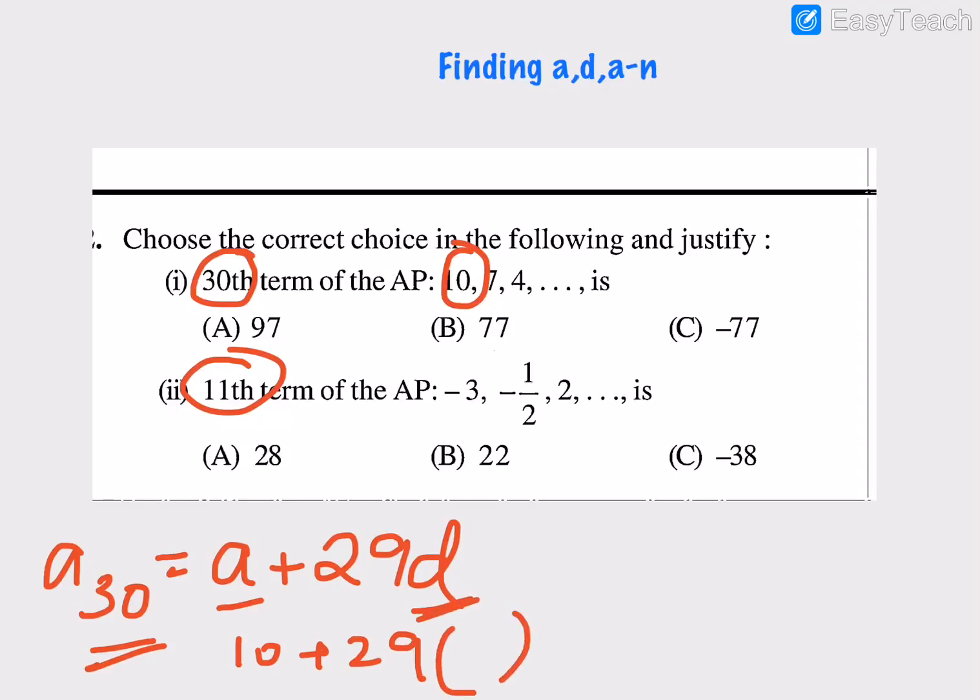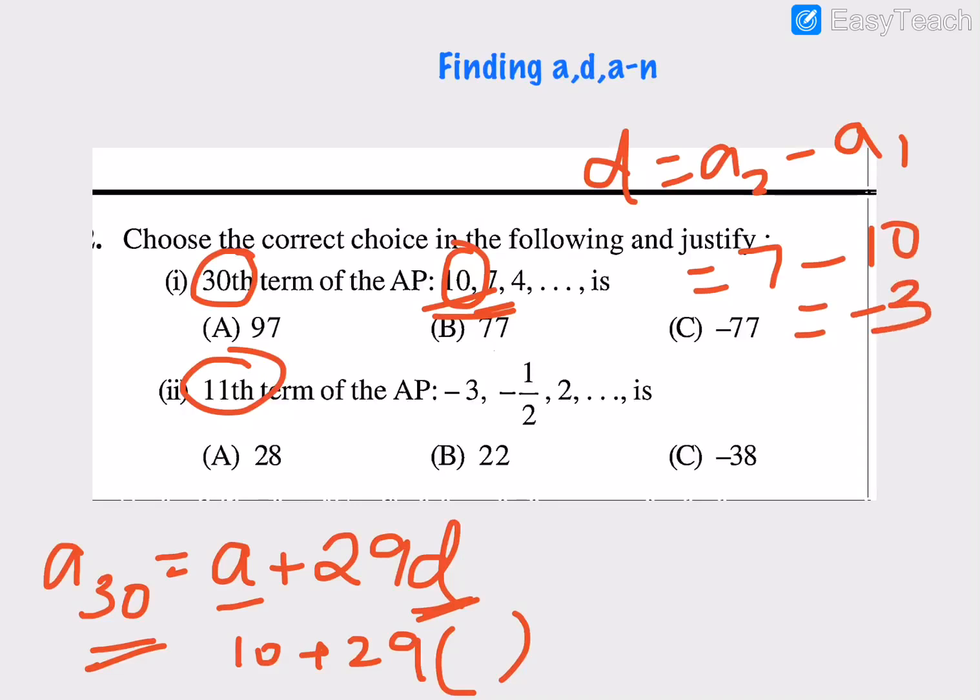d is the difference between two consecutive terms, that is, d is equal to second term minus first term. What is the second term here? 7 minus, what is the first term here? 10. 7 minus 10 is negative 3. Whenever you get a negative d value, you have to understand that the series is decreasing.